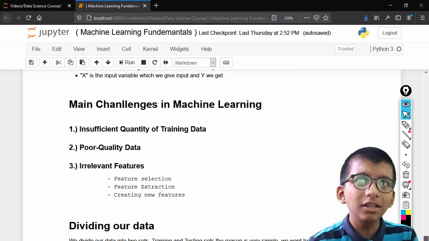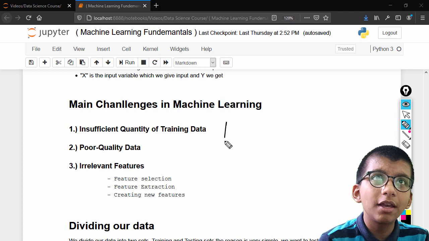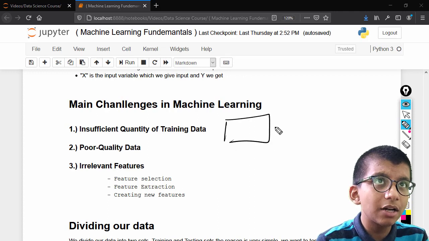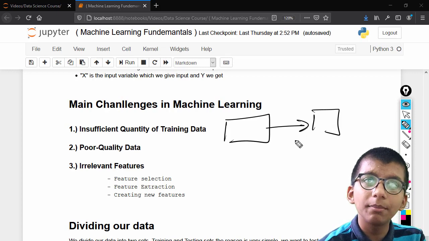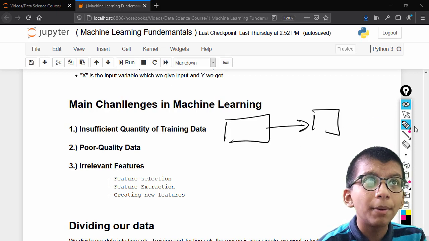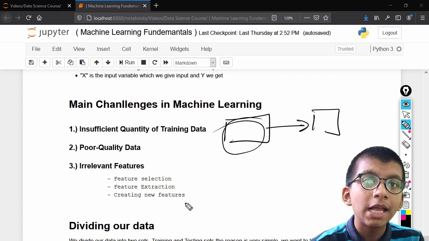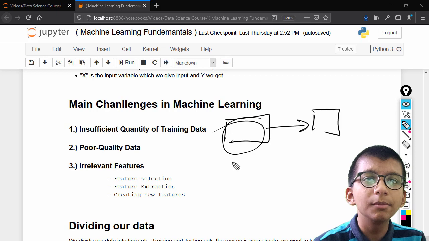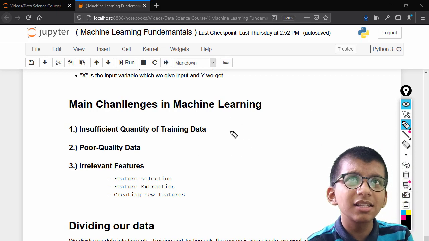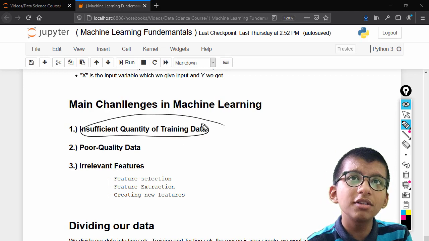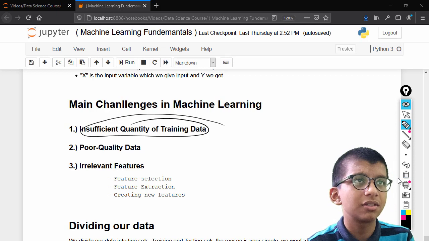Okay, so what are the main challenges in machine learning? We get the data, feed the data to the algorithm, and after the algorithm gets the data, it makes predictions. But the main thing is how we get this data. There are a lot of problems with this data, so how do we overcome that? So what are the main challenges? First, we have an insufficient quantity of training data. What does that mean? We'll talk about it in more detail.